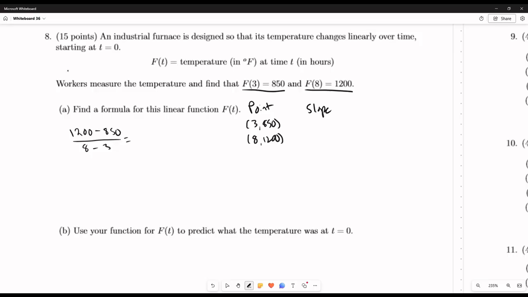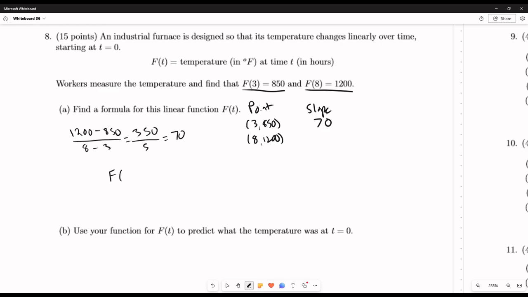I have to do a little bit of arithmetic here. That looks like it should be 350 in the numerator. 8 minus 3 is going to be 5. So we have 350 over 5. That's going to be 70. So my slope is 70. Great, I have a point, I have a slope.